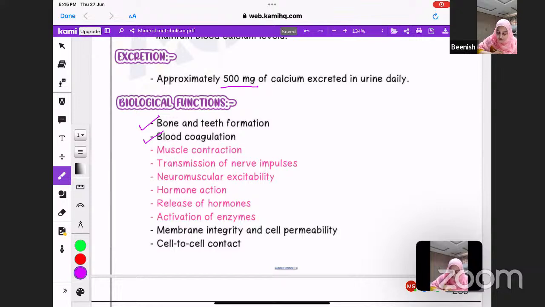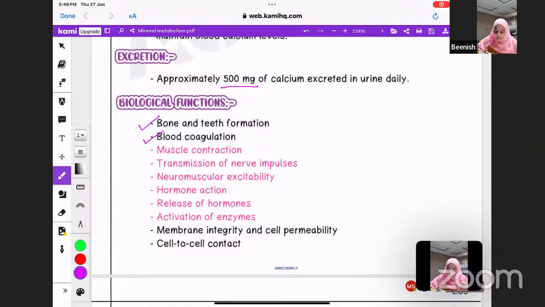Then muscle contraction, transmission of nerve impulses, neuromuscular excitability, hormone reactions, release of hormones, activation of enzymes. So all of this, release of hormones, activation of enzymes, because there are various calcium binding proteins like calbindin we just discussed. Then there's another known as calmodulin, that is another calcium binding protein. So when there is intracellular release of calcium, the calcium levels in the cell increase, then this is going to act as a signal for various enzymes.